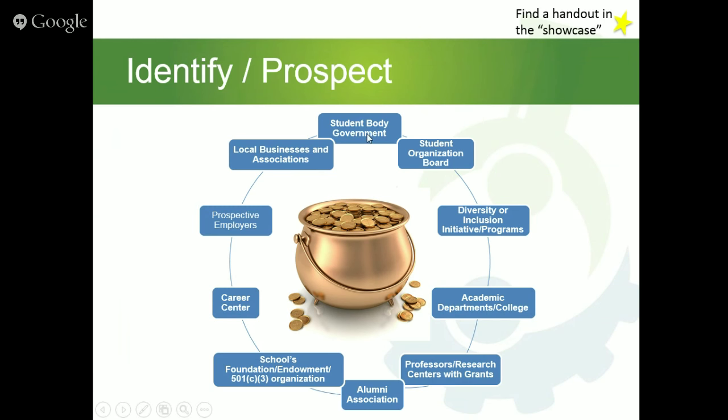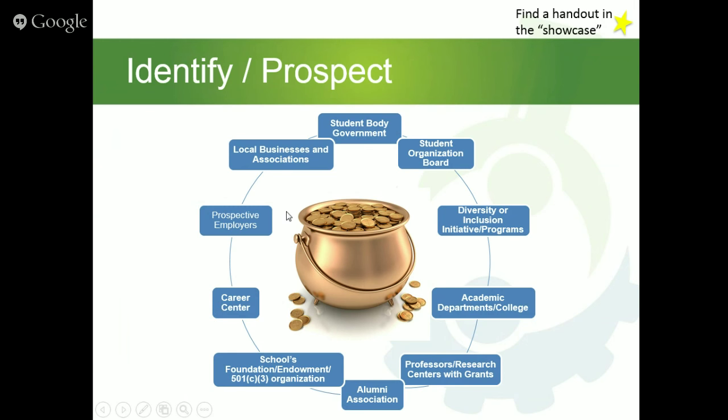So all of these entities here, student body government, all the way around the circle to Career Center, these are all academic, university-level pots of money. I'm not going to go into each one individually because it could take a lot of time in this webinar. We are short on time. But I do want to task you: your first task after leaving this webinar is to review the handout in the showcase called Funding Sources and think about what Con has written about each of these pots of money and how it could apply to your chapter.